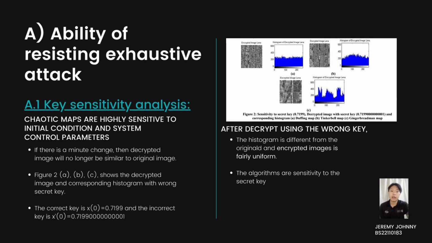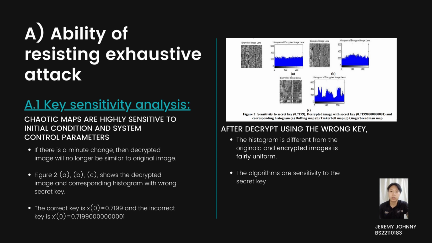Chaotic maps are highly sensitive to initial conditions and system control parameters, meaning that if there is a minute change, the decrypted image will no longer be similar to the original one. As we can see in Figure 2 A, B, C, they show the decrypted image and the corresponding histogram with a wrong secret key. The given correct key is 0.7199, and the incorrect key is 0.719900 and so on until 1.